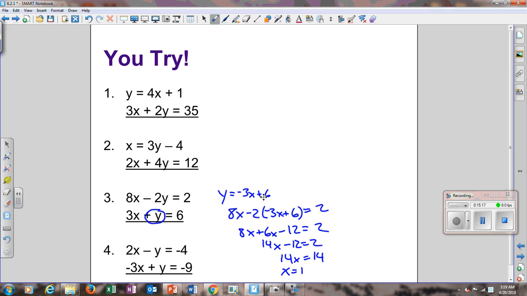Take that 1 and plug it in up here. Y equals negative 3 times 1 plus 6, gives you negative 3 plus 6, which is 3. Your answer is 1, 3.